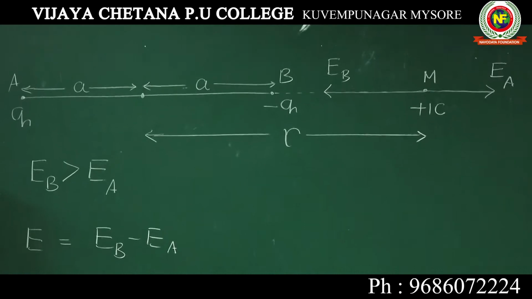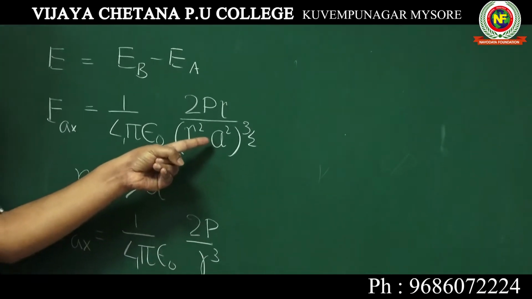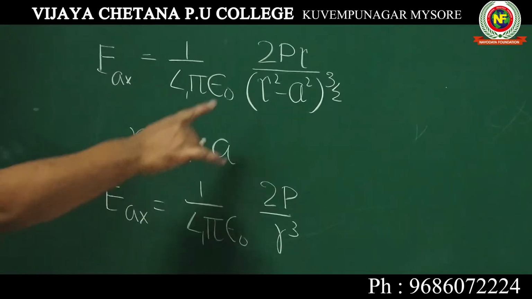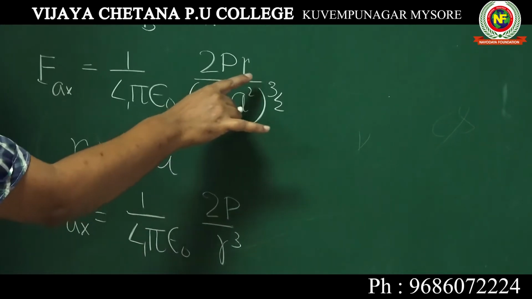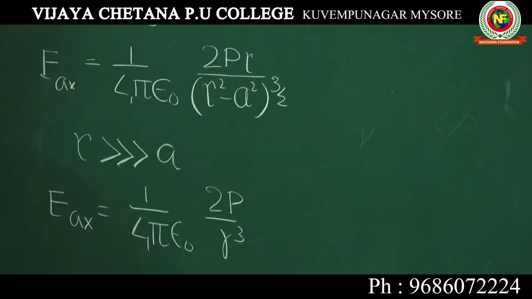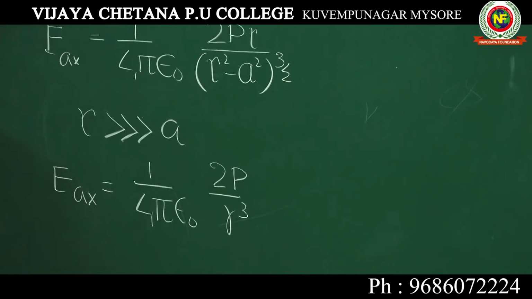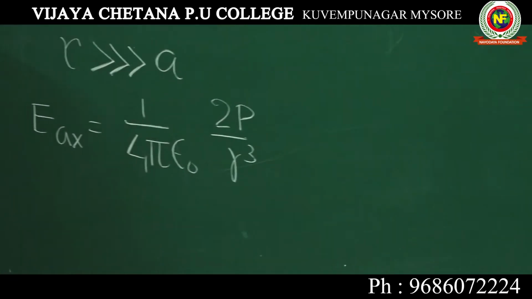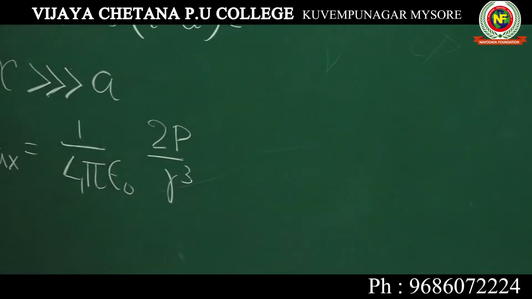What did I do here? Since r is much greater than a, I have dropped a. A is a small number. A square is much smaller. I have just dropped it, and you are left with only r square to the power of 3 by 2. R square to the power of 3 by 2. Isn't it? So it is 2p by r cube. Okay. So finally we ended up with this result.